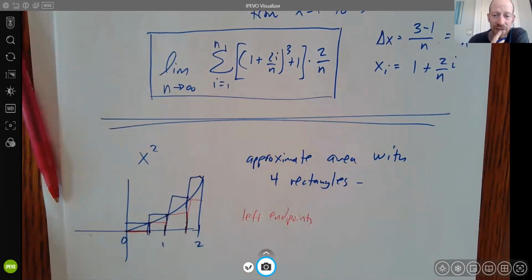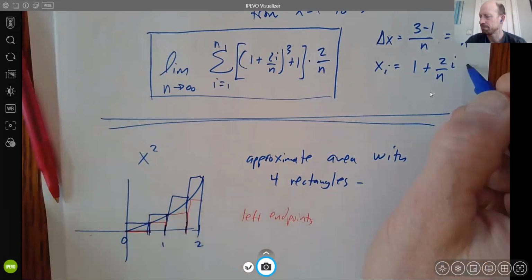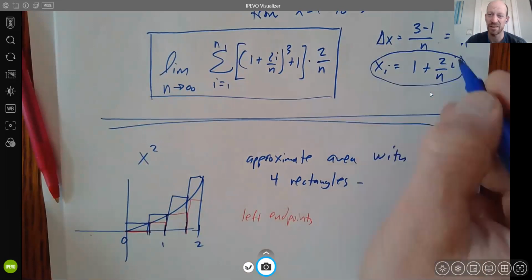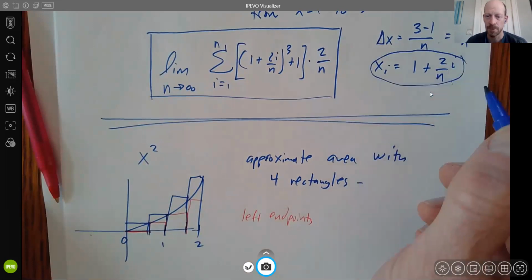From this graph, I can see that certainly the blue endpoints are going to be an overestimate, and the red endpoints are going to be an underestimate. Now, both those estimates will get better as n goes to infinity, and they both go to the true area. So it doesn't actually matter in our definition whether we use right or left endpoints, but this formula turns out to be the easiest one for us to work with.